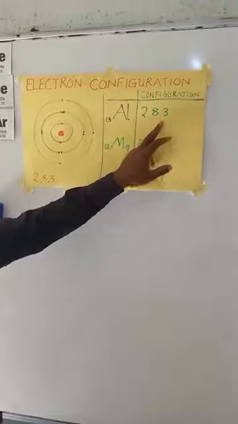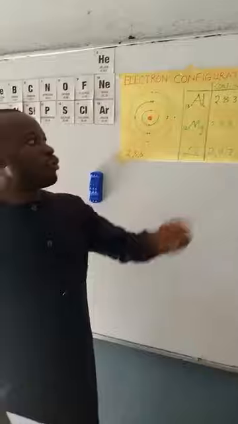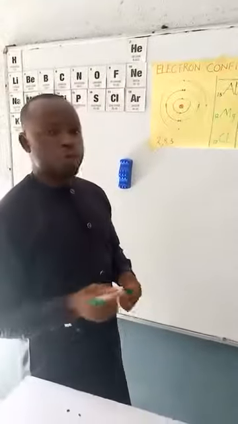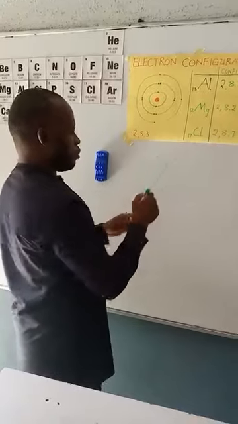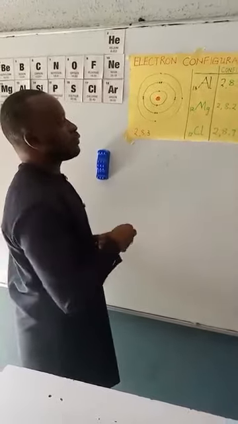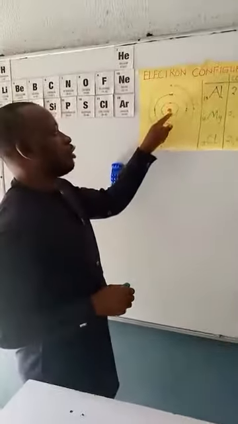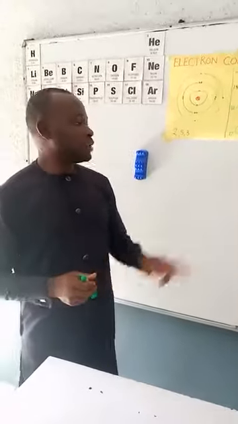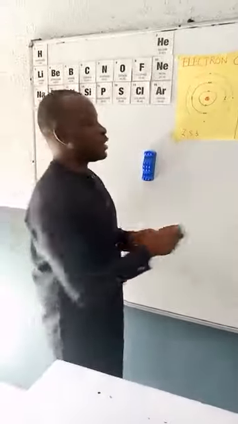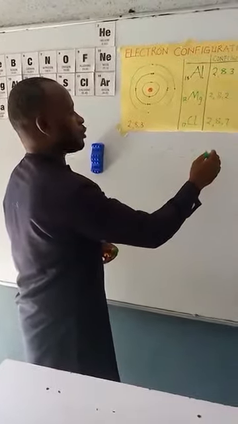How do we know that only 2 electrons will go into the first shell? We use this formula on the board, 2n squared, where n, small letter n, stands for the shell number. Is it shell number 1 or shell number 2? For shell number 1, the n is equal to 1. And when n is equal to 1, we'll solve this way: 2(n raised to power 2).